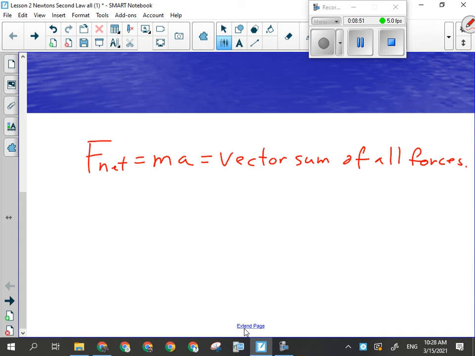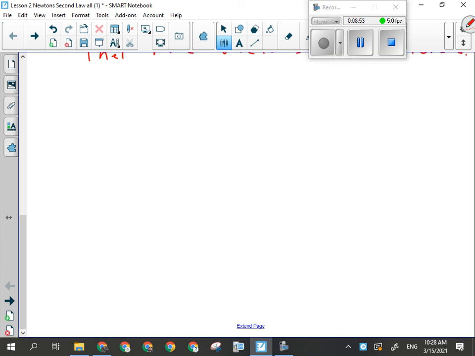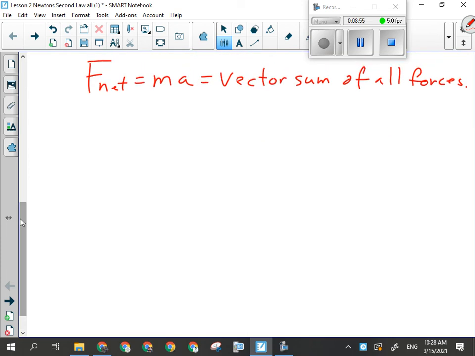So a simple example of this would be what we looked at on Friday with the book. We had a 2 kilogram book, and it had a force of 20 newtons this way and a force of 18 newtons this way. What do we call that diagram? Free body diagram. So this is kind of like your givens in a question.